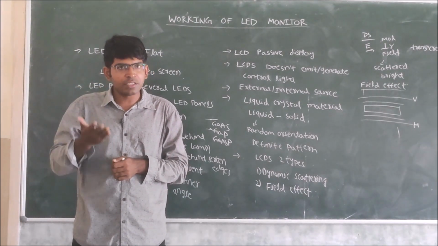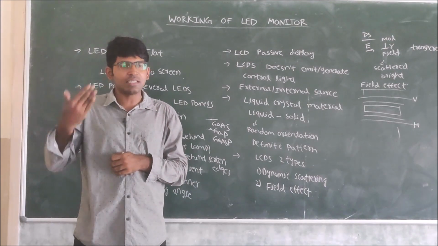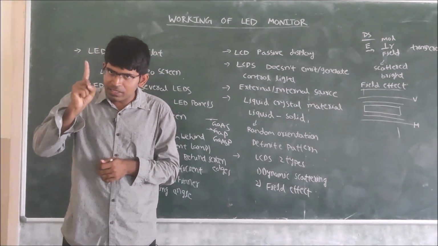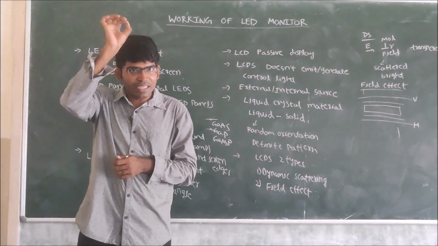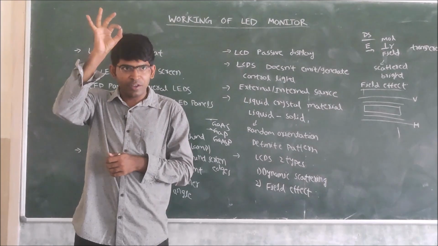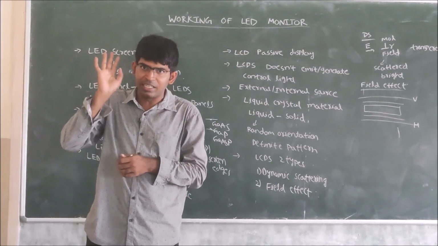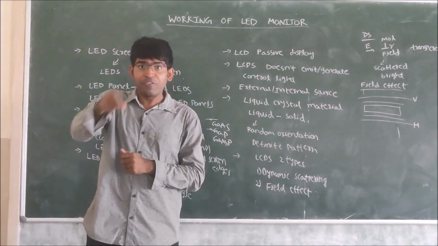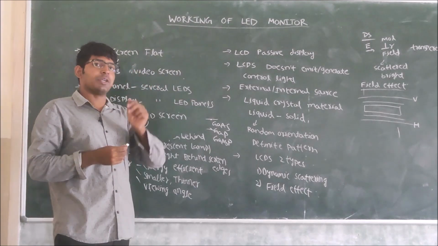Then how do you differentiate between an LCD TV and an LED TV, or an LED monitor and an LCD monitor? In both the LCD monitor and the LED monitor, the screen we are using is LCD. If it is an LCD monitor, the screen is LCD. If it is an LED monitor, the screen is LCD. Then what is the difference? The difference is how we are giving the light to it.